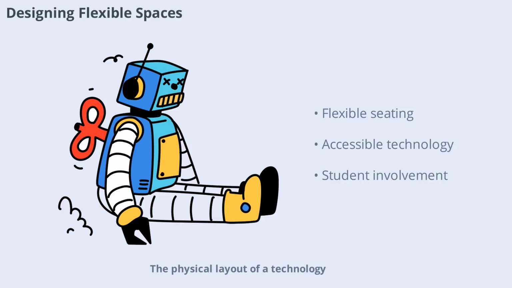The physical layout of a technology classroom can greatly influence the learning atmosphere. Flexible seating arrangements, accessible technology, and organized workstations make it easier for students to collaborate and focus. Teachers can involve students in designing the space, ensuring it meets their needs and preferences. A well-designed environment supports different learning styles and fosters a sense of ownership and responsibility among students.